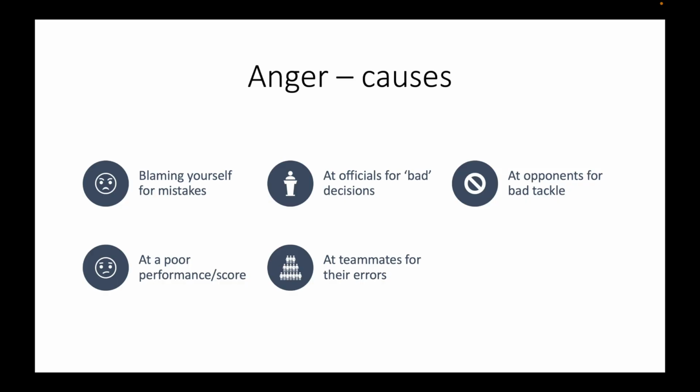Now, what does that look like in sport? It could be blaming yourself for making a particular mistake. It could be getting angry or frustrated at an official for a bad decision. It might be getting angry or annoyed at an opponent for a bad tackle or a bad challenge. It could be getting frustrated and angry at a poor performance or score. And it might even be getting angry at a teammate or a coach for a mistake or an error that they have made.